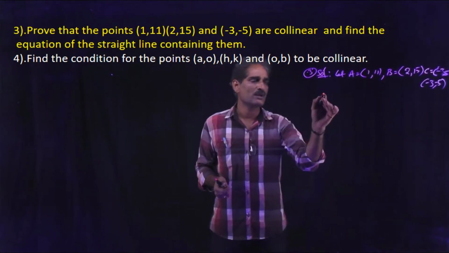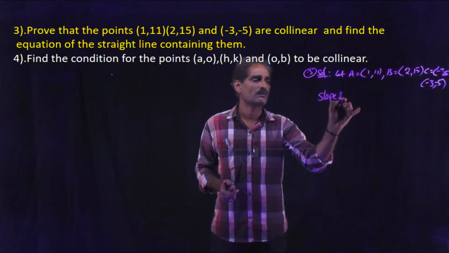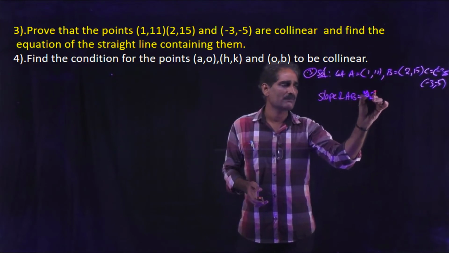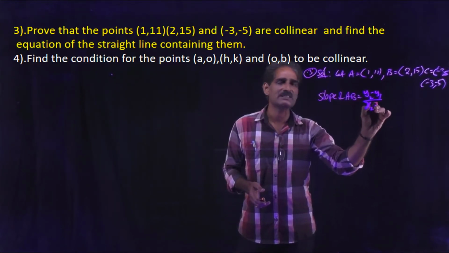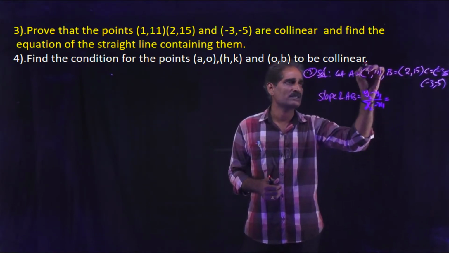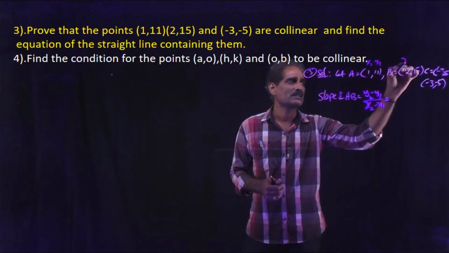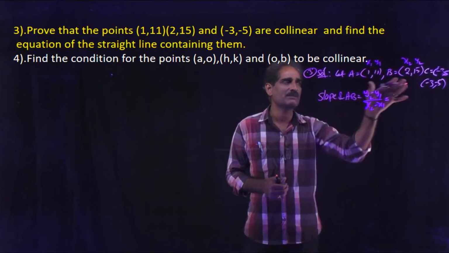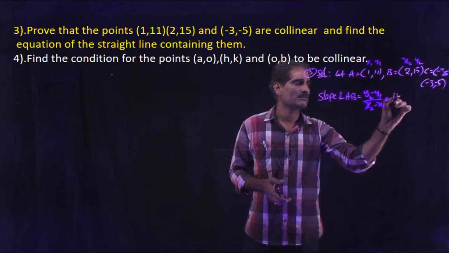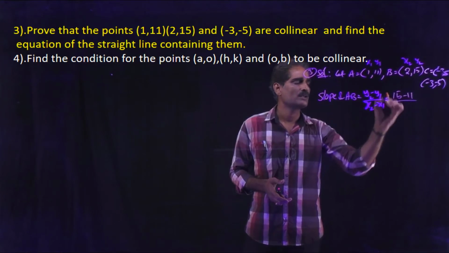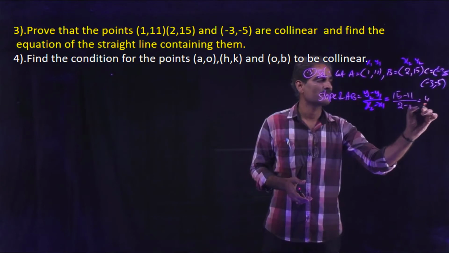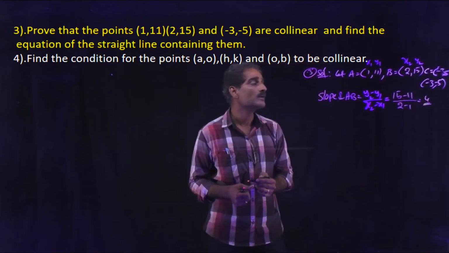That's it. Slope of AB is equal to, what is the formula? y2 minus y1 by x2 minus x1. Here let us consider x1 y1, x2 y2 in case of AB. y2 minus y1, 15 minus 11, by 2 minus 1. That is equal to 15 minus 11, 4 by 1. Slope of AB is equal to 4.